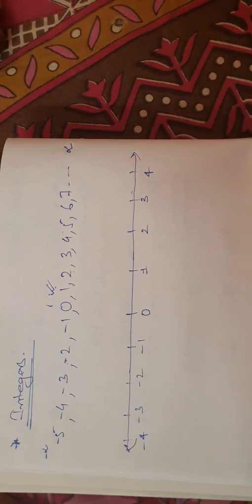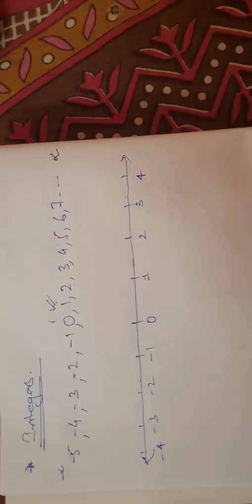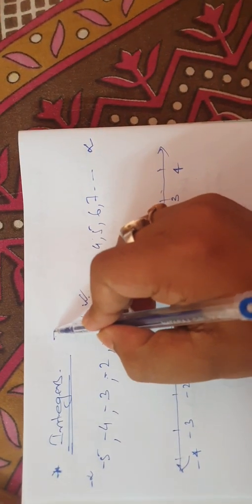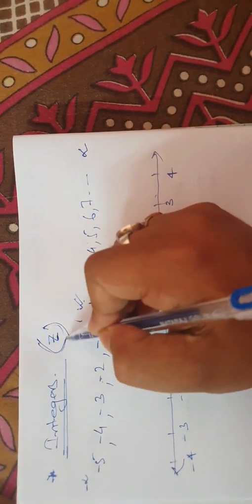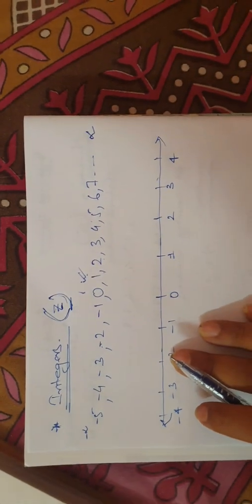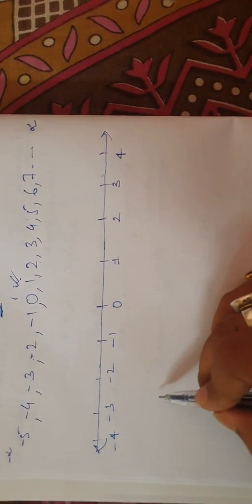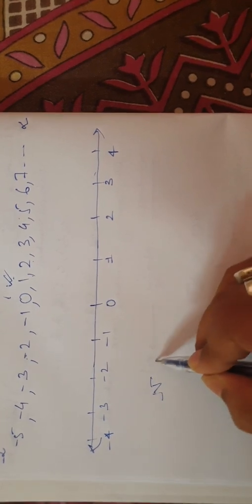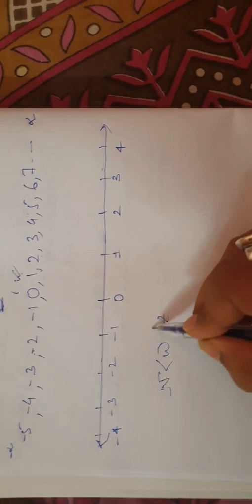The set of integers is denoted as Z, not I, okay? Z. Now if I ask you which is bigger, the set of natural numbers or the set of whole numbers? You will say the set of whole numbers is bigger. And the set of integers is much bigger.